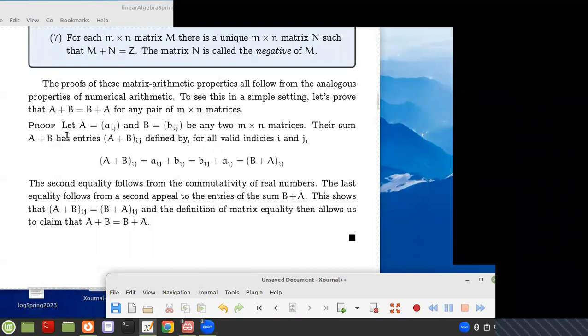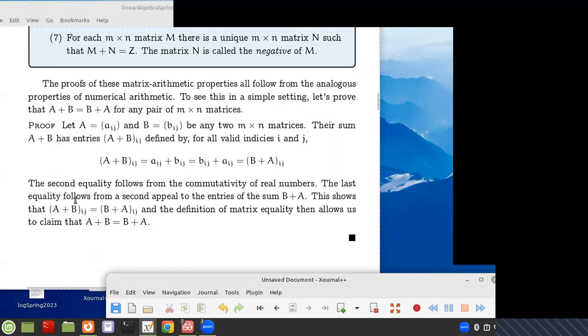with more care. Let A equal the matrix of entries Aij and B equal the matrix of entries Bij be any two M by N matrices. So I've given names and said that they're arbitrary M by N matrices, and M and N are arbitrary, so this covers everything. Their sum, A plus B, has the entries (A plus B)ij defined by, for all valid entries i and j, this is the equation that we put down here. The second equality follows from the commutativity, the order switching property, of real numbers.